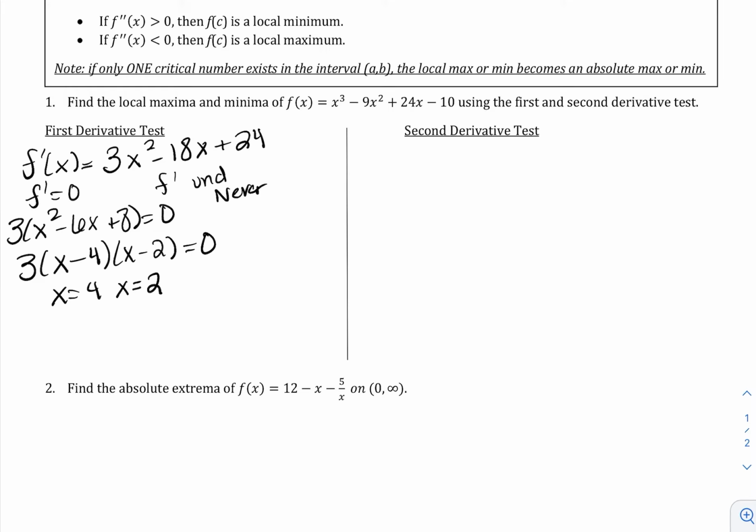And so now this is how we test it. Whether you use the first derivative test or the second derivative test, you're going to start the same way. So I would still have this here. You're going to do the exact same thing. What changes is how you test them.